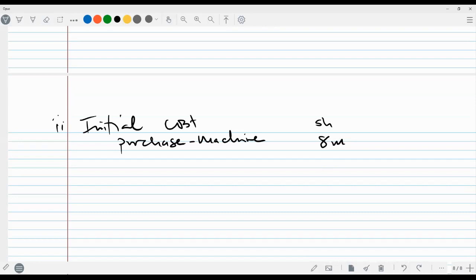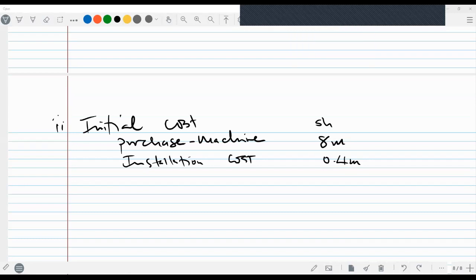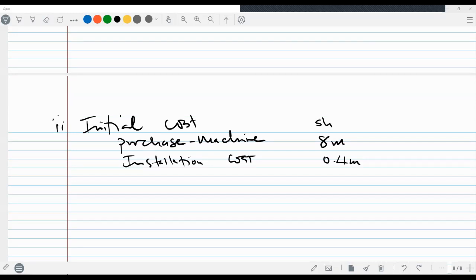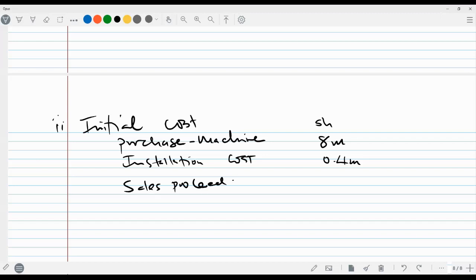An additional cost of installation will be incurred. Therefore, next is installation cost of 400,000. Next, we do need to dispose of the old machine. The financial analyst of the company estimated that the existing machine could be sold for 2.5 million at the current prevailing market prices. So sales proceeds, you're going to be disposing of the old asset, and you get some money. So this is going to be a cash inflow equal to 2.5 million.